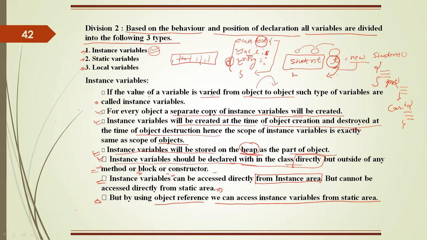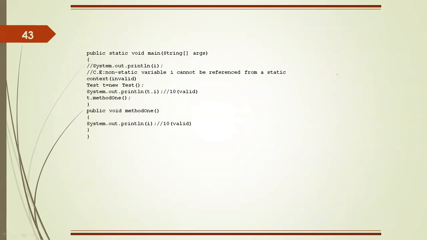Instance variable should be declared as part of the class, but not inside the method, block, and constructors. An instance variable can be accessed directly from the instance area, but not from the static area. But by using a reference variable of a particular class, you can access it in the static area. So now the next point is, this is our example.